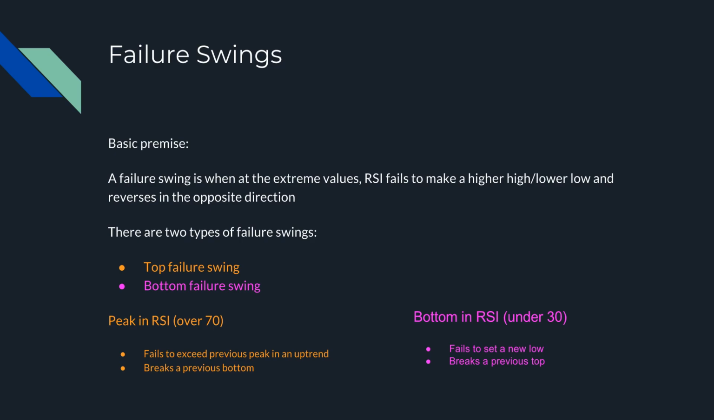So the basic premise of a failure swing is that at extreme values, which we know is 70 and above or 30 and below, the RSI fails to make a higher high or lower low and reverses in the opposite direction. Now, reading this will just give you a headache, but the examples make a lot of sense. So there are two types, a top failure swing and a bottom failure swing. So let's look at them. These are our criteria, which we're going to refer to.